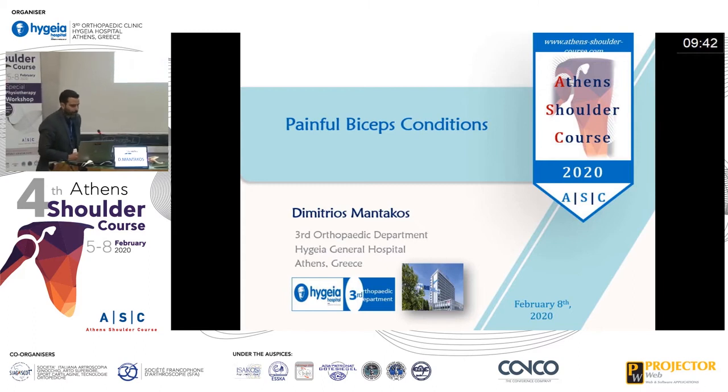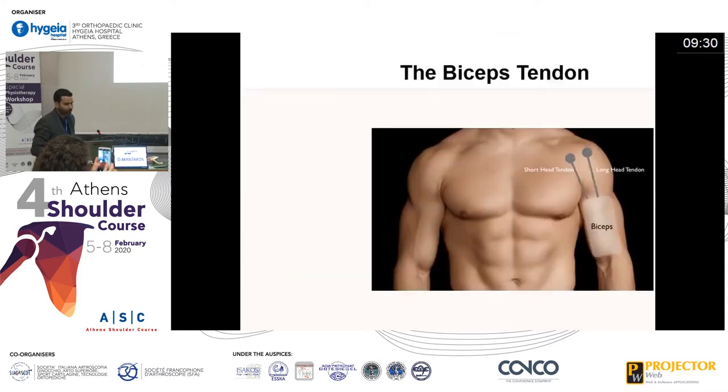I would like to speak on a not so fancy subject about shoulder pathology, which is painful biceps conditions. First of all, I would tell a few things about the biceps tendon. It's a biarticular muscle, although it is considered to be a muscle of the humerus, it does not actually touch the humerus.